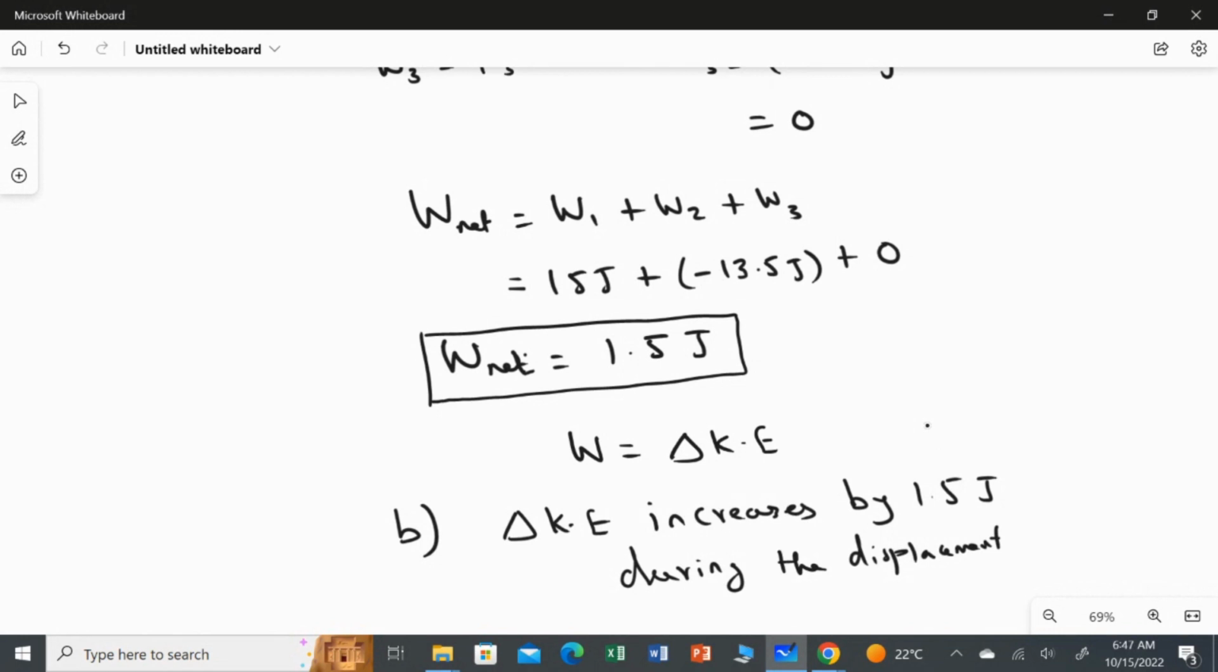So how do we answer this? It's simple, because we already studied the work energy theorem. If you have work, for sure there will be a change in kinetic energy. Because in the first part we got the work done as 1.5 joules, that means the change in kinetic energy also increased by 1.5 joules during this displacement. Clear? So the second part of the question is the theoretical question.